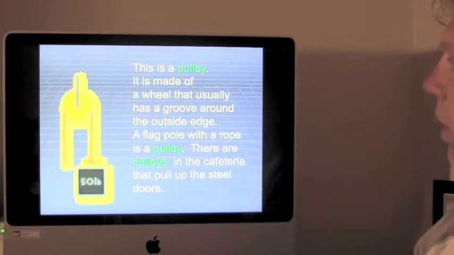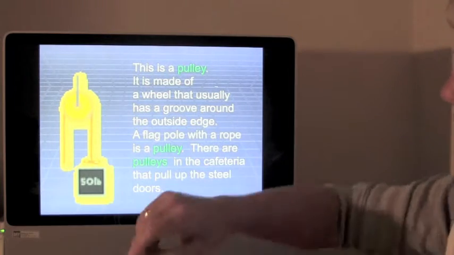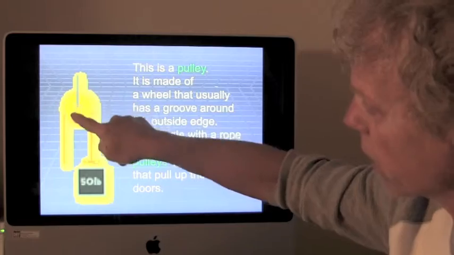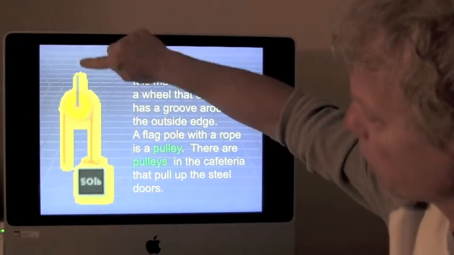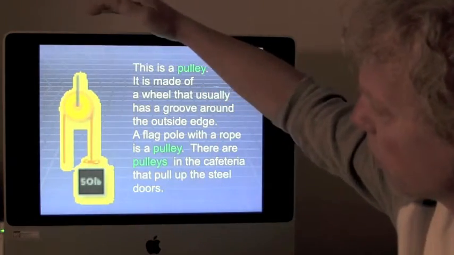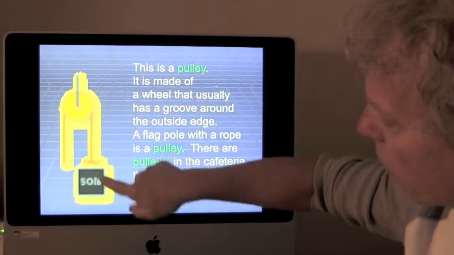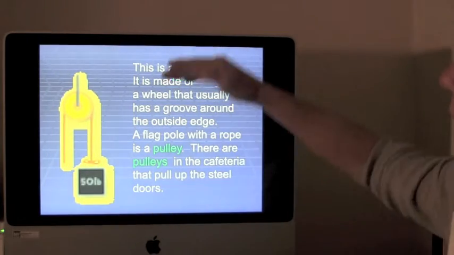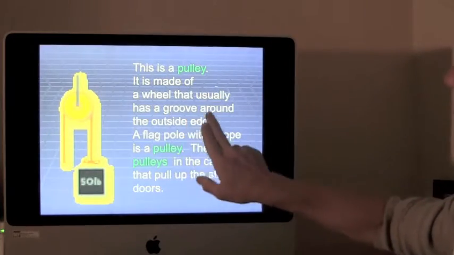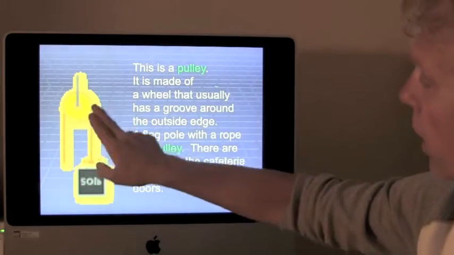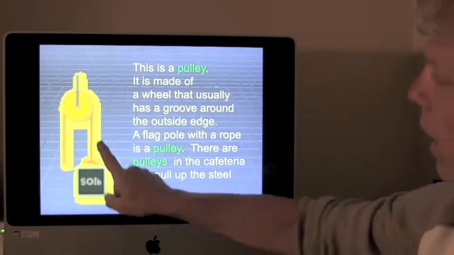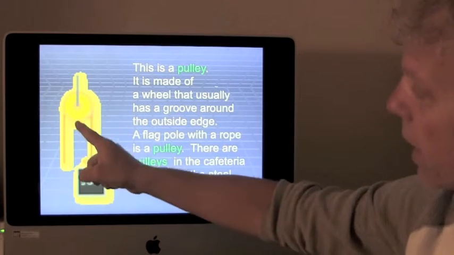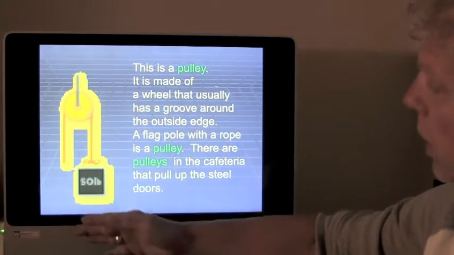Here we see an example of a pulley. And in this pulley you see a wheel. The wheel is suspended from an object above. We have a rope and we have weight. In this case it's a 50-pound weight. This is a pulley. It is made of a wheel that usually has a groove around it that allows the rope to stay in the wheel without slipping off.